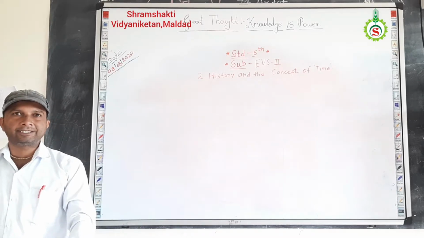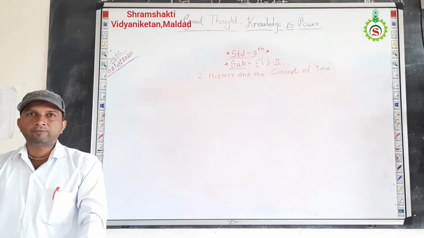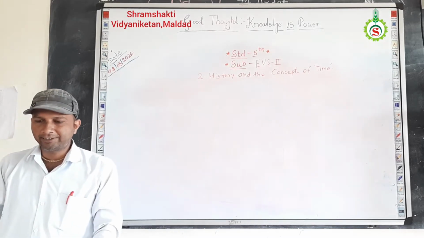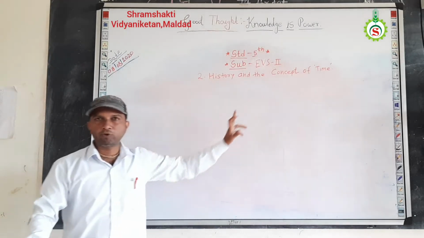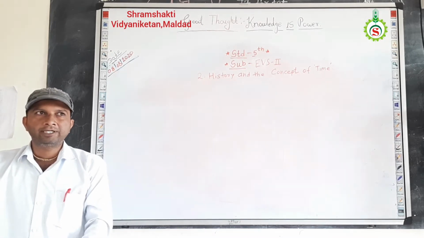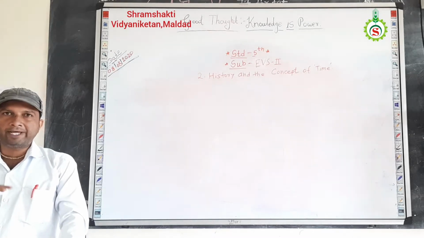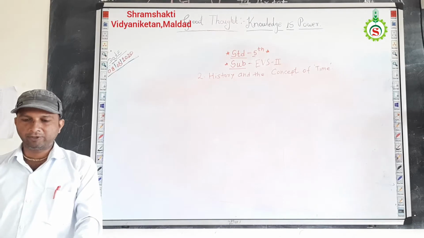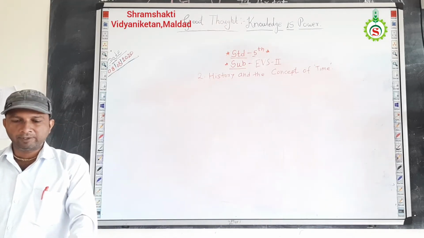Up to the last lecture, we have completed the first chapter of EVS 2. Now, from today, we are going to learn the second chapter. The name of the chapter is History and the concept of time. Now, you know that time is continuous; it does not stop for anyone. Time goes on from the ancient period up to the present period and also into the future. So time is continuous, it does not stop.